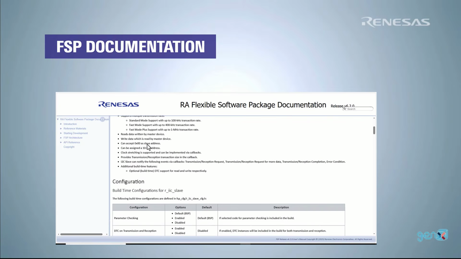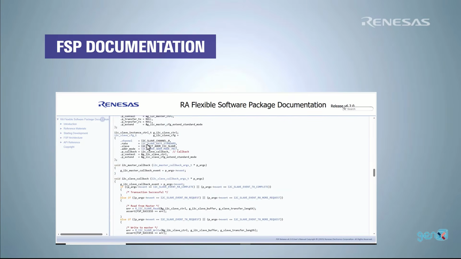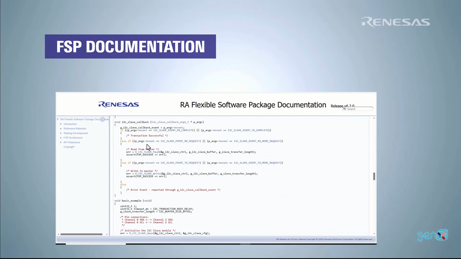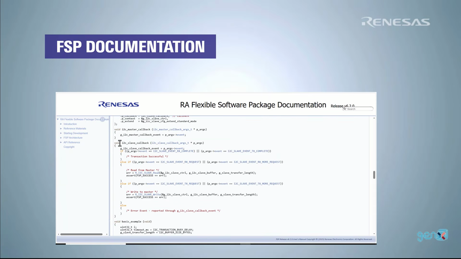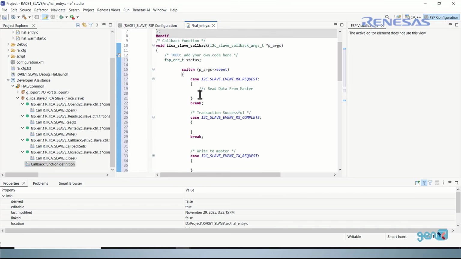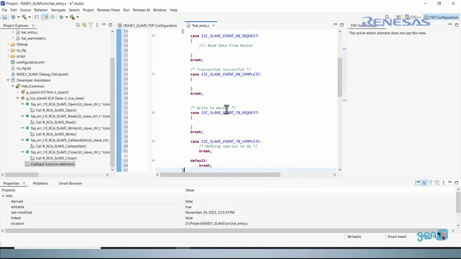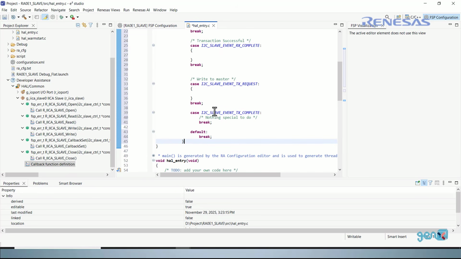Next, add the I2C slave callback. This callback reports every I2C event. From the FSP documentation, on RX request, we read data. On TX request, we send data. On RX complete, we prepare the response. This flow exactly matches the documentation.